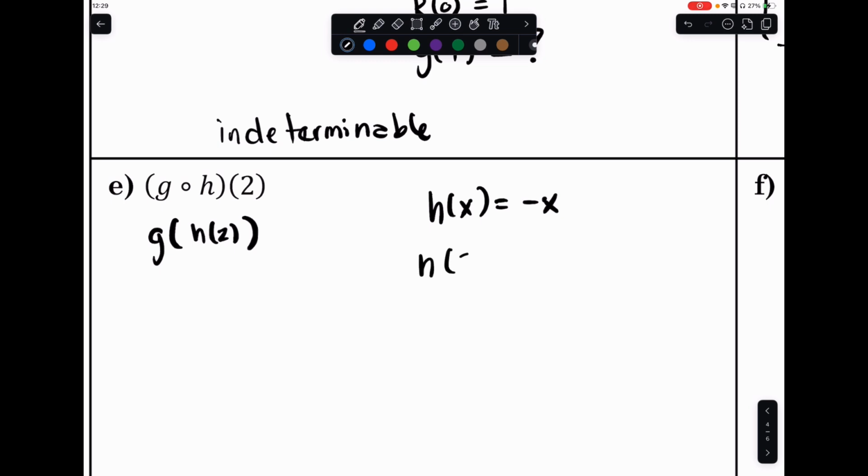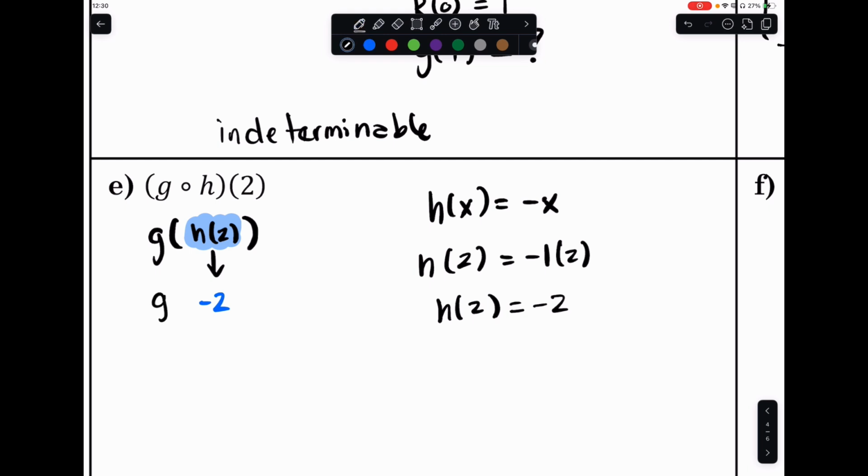And we want to figure out what h of 2 is, which is going to be negative 1. Remember, this negative x is the same thing as negative 1 times x. So negative 1 times the value of x, which is going to be 2, that's going to end up equaling negative 2. So h of 2 equals negative 2. So this equals negative 2.